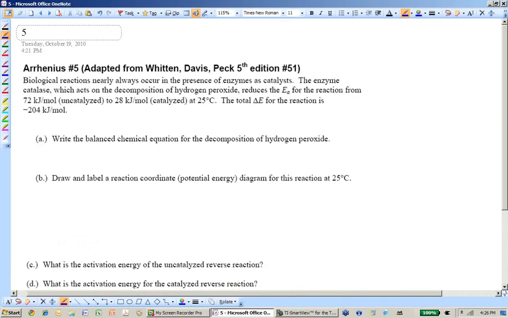Biological reactions nearly always occur in the presence of enzymes as catalysts, and the enzyme catalase, which acts on the decomposition of hydrogen peroxide, reduces the activation energy for the reaction from 72 kilojoules per mole, which is uncatalyzed, to 28 kilojoules per mole when it's catalyzed, both at 25 degrees Celsius. The total delta E for the reaction is negative 204 kilojoules per mole. Write the balanced chemical equation for the decomposition of hydrogen peroxide.